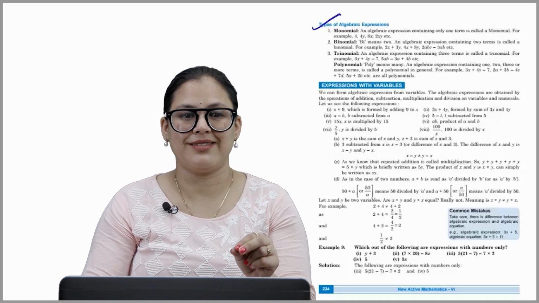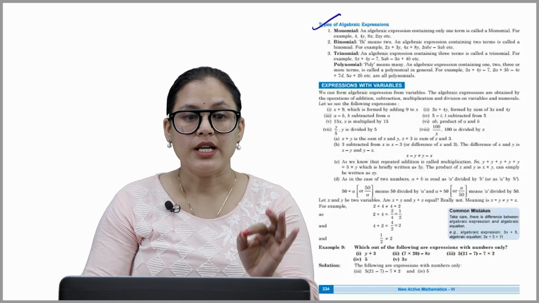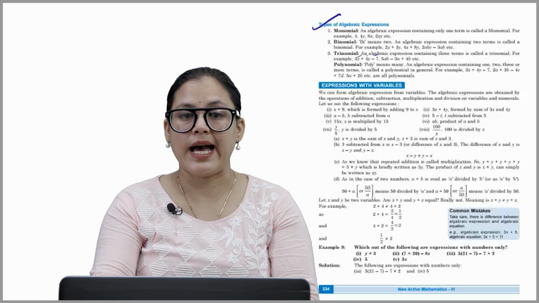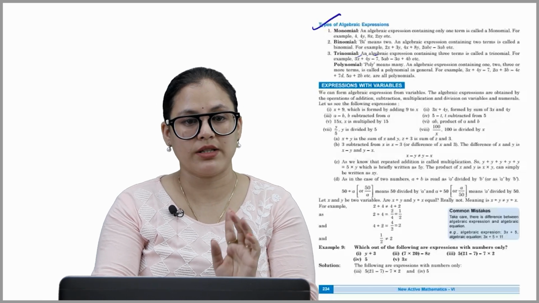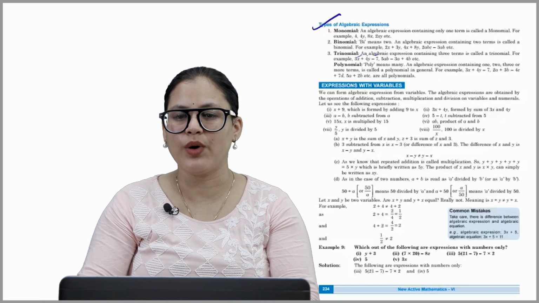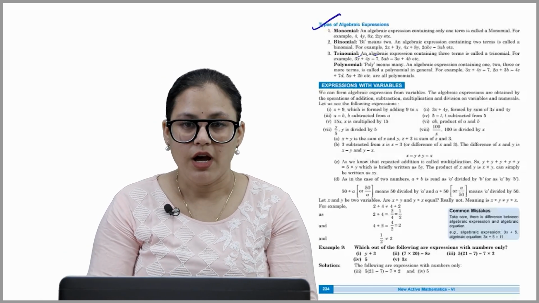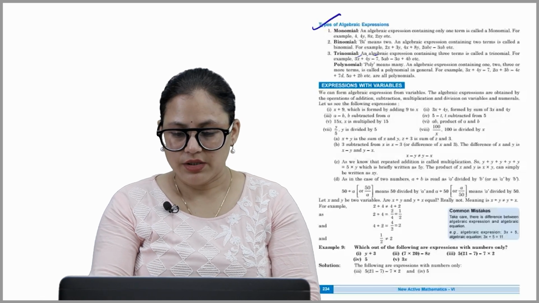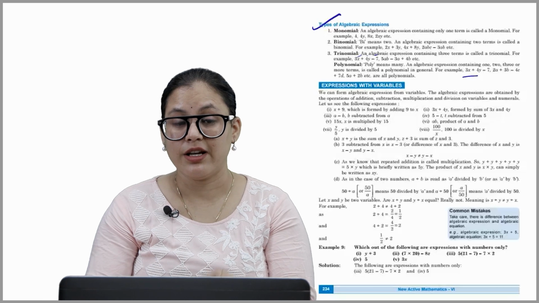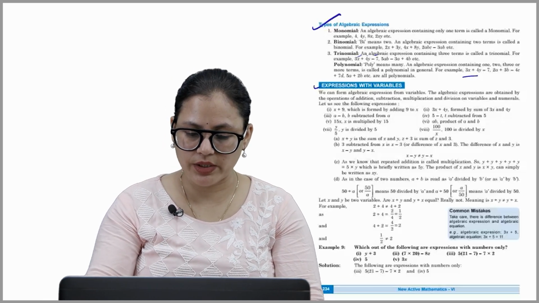3. Trinomial. An algebraic expression containing three terms is called a trinomial. For example, 3x plus 4y minus 7. It has three terms: 1, 2, 3, and 5ab minus 3a plus 4b, etc. 4. Polynomial. Poly means many. An algebraic expression containing 1, 2, 3 or more terms is called a polynomial in general. For example, 3x plus 4y minus 7, 2a plus 3b minus 4c plus 7d, 5a plus 2b, etc. are all polynomials, right?